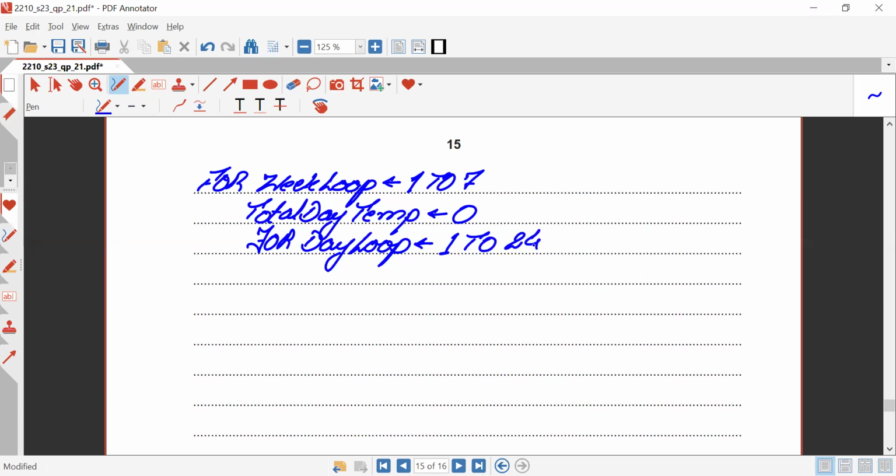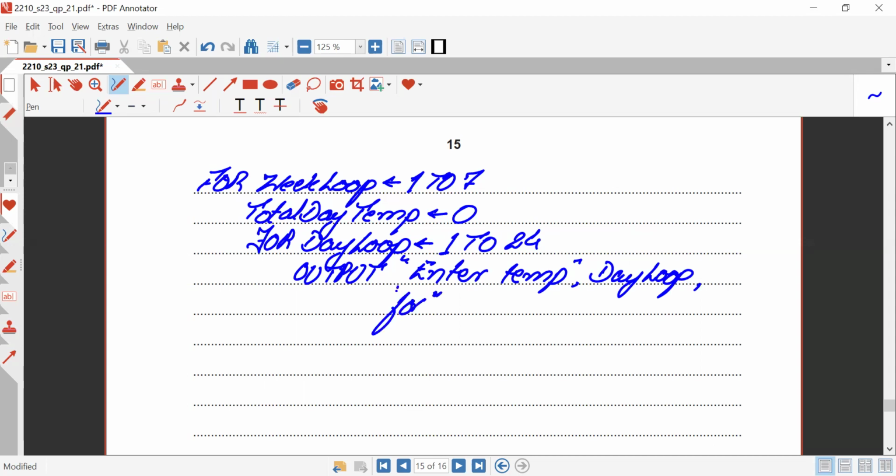Okay, now inside the day loop structure, we will be putting up an output statement. Output, enter temperature. It will be going into the day loop, that means day loop, comma, for. For will be in double inverted commas, comma, and then days. And inside it, it will be week loop.